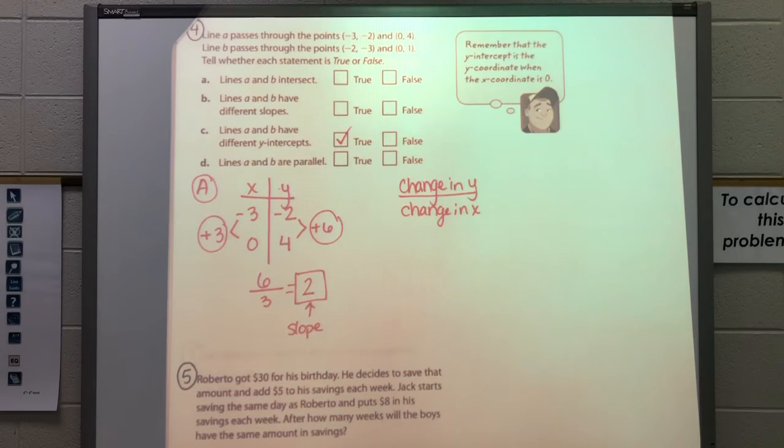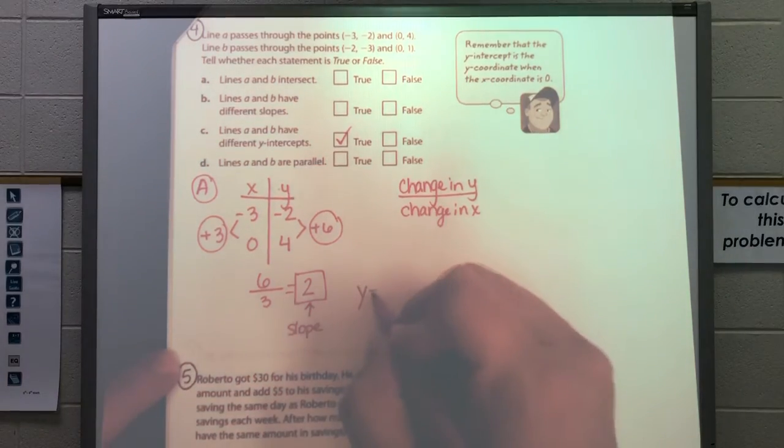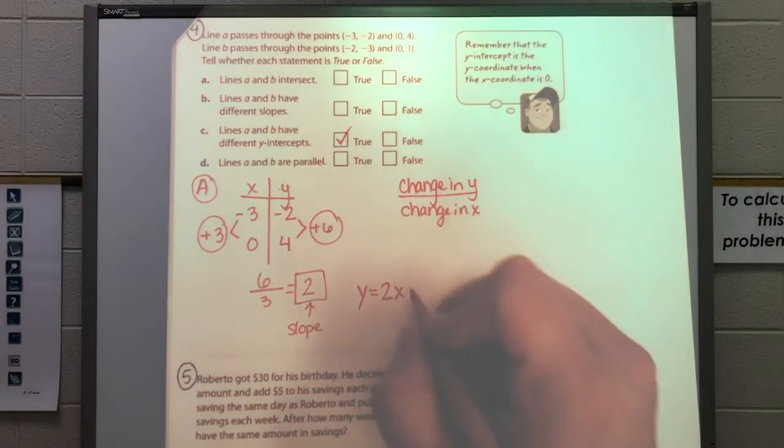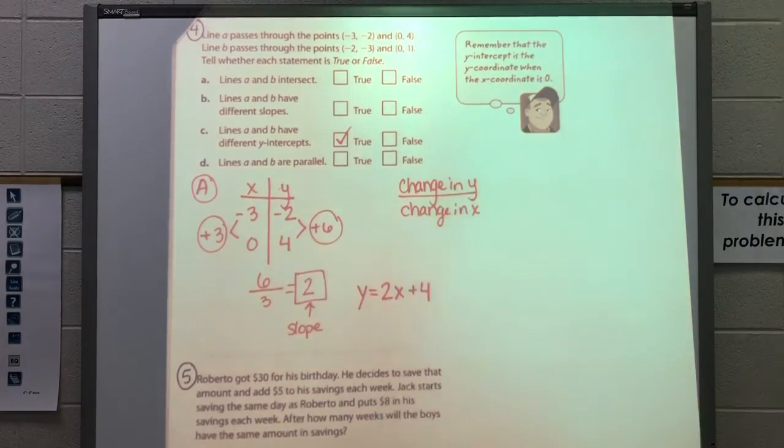Okay. I'm going to take it a step further, and I'm going to write this as an equation because I have my slope, so that's going to be y equals 2x, and I already know my y-intercept because it's right here. It's 0, 4. So my y-intercept is at +4. That's my equation for line A. By giving me just two coordinates, you can find your equation.